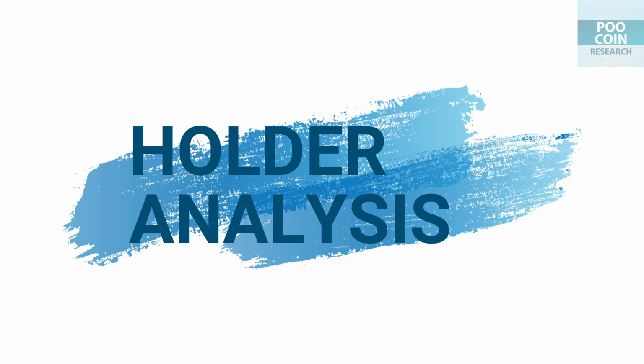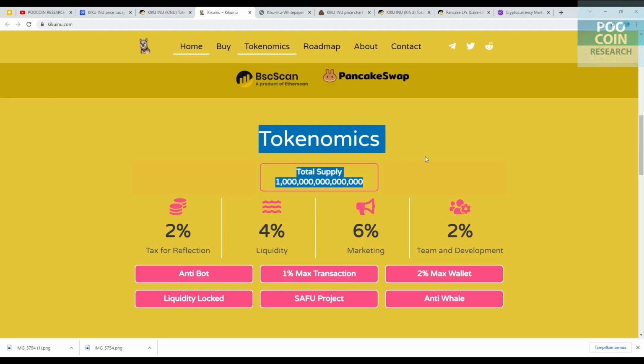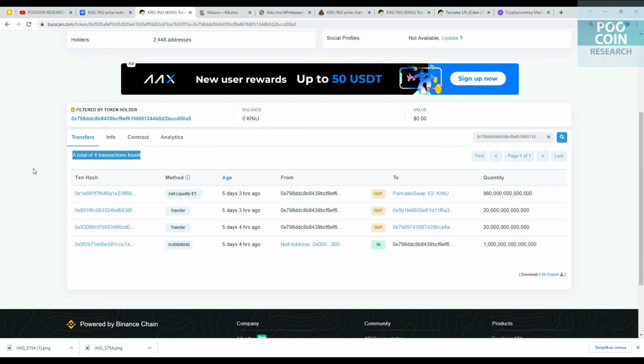The holder analysis. There is no information about the distribution of the tokens in their white paper. Is this really a community-driven token? Let's prove it. There were 4 major transactions at the beginning of this token deployment. From the initial wallet, all tokens were sent to this wallet. And then 96% of the total supply was sent to PancakeSwap for liquidity. This is worthy of being called a community-driven token.